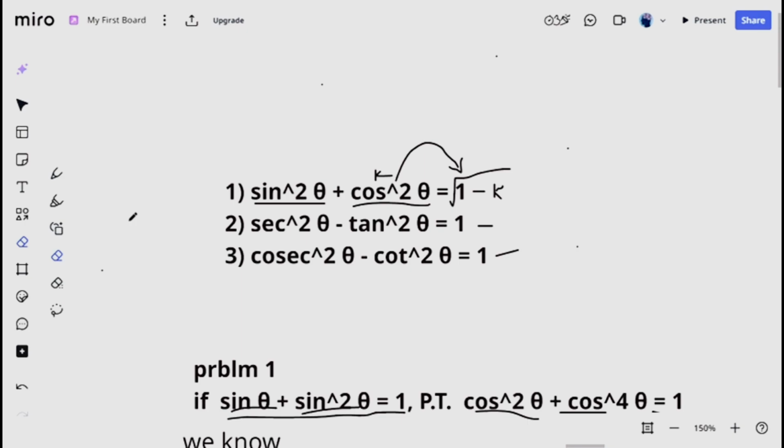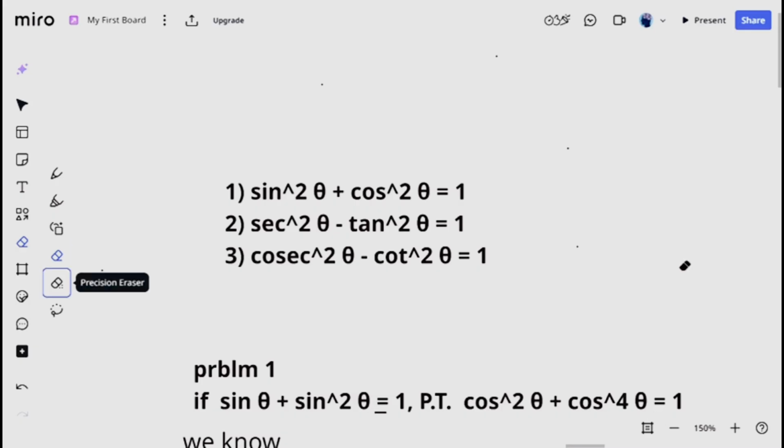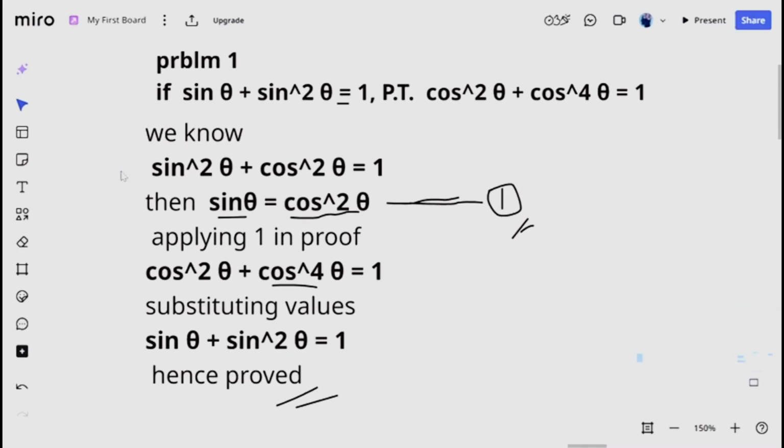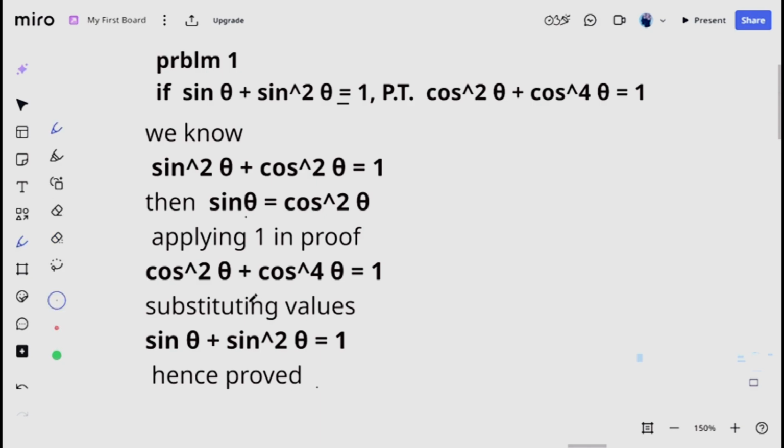So let's take the eraser and erase whatever calculations we've done here. Okay. So with that, we are going to our first problem. Let me erase this and all. So let's take out a pen and start to solve.